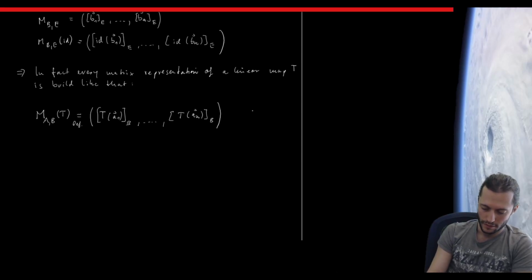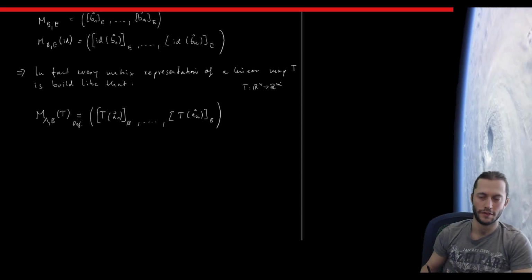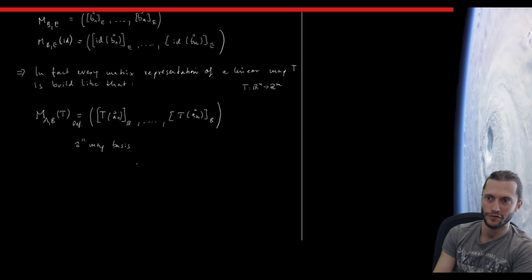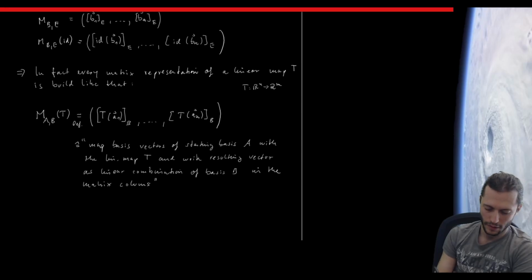We should say that T can go from Rn to Rm, so it doesn't even have to be the same dimension. And let me write this in text one more time. Map basis vectors of A with T and write the result as a linear combination of basis B, and that in matrix columns. Okay, that's a lot of text, just describing what's written down here, but sometimes text is easier, so why not?